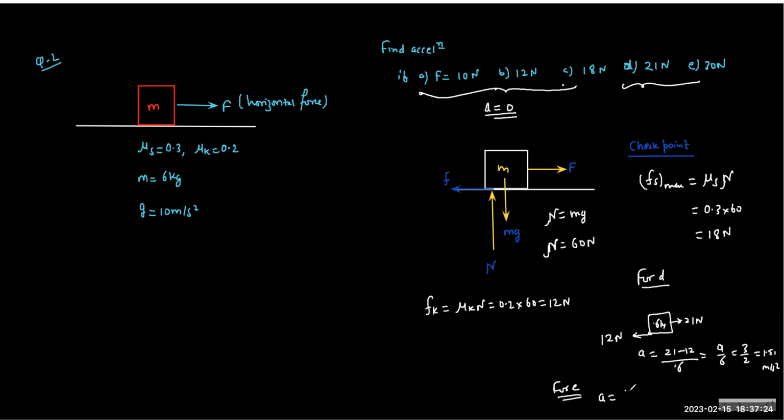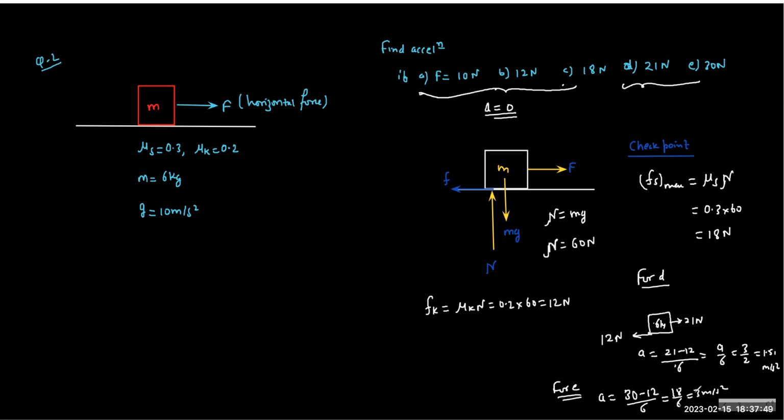A will be how much? 3 meter per second. So 30 minus 12, right? Net force is how much? 30 minus 12 by 6. 18 by 6, which is 3 meters per second.